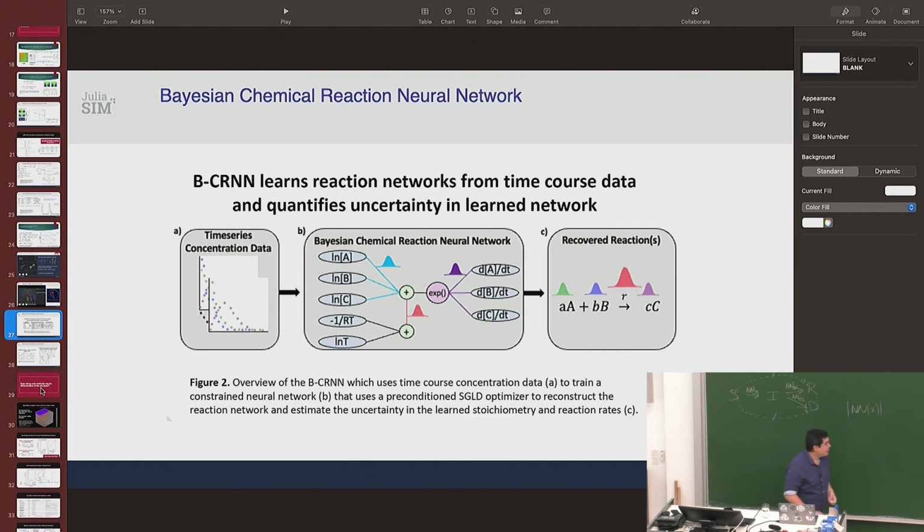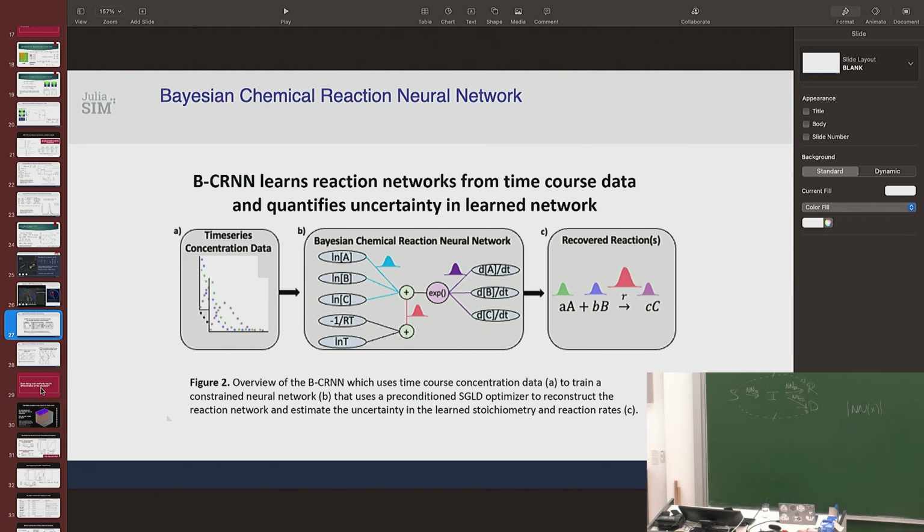Another example that's kind of nice in this scheme, I'm not going to go into this too much. I can share with you a poster that one of my students put together. Basically, you can put neural networks in such a way that the only possible predictions are things that satisfy mass action kinetics. This is what we have as a chemical reaction neural network.